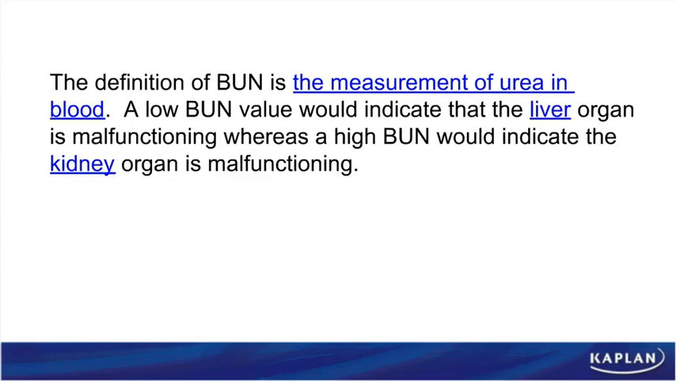The definition of BUN is the measurement of urea in the bloodstream. A low BUN value would indicate that the organ, the answer is the liver, is malfunctioning, whereas a high BUN value would indicate the organ, the answer is the kidney, is malfunctioning.